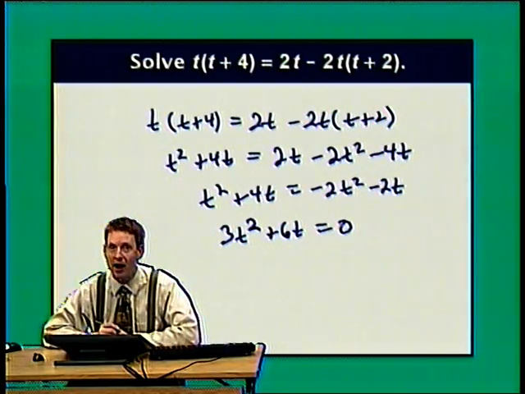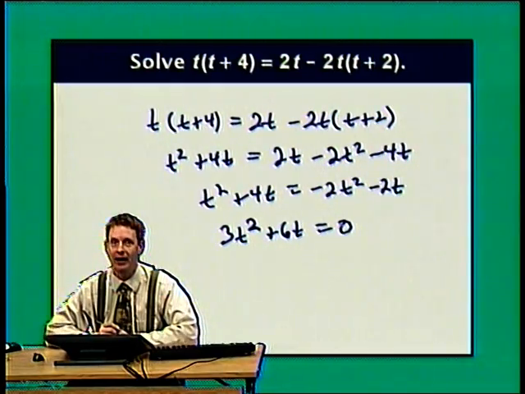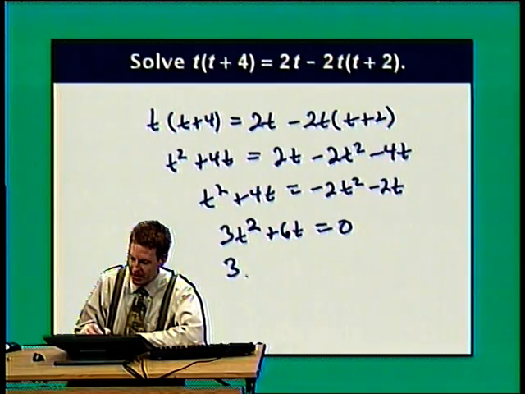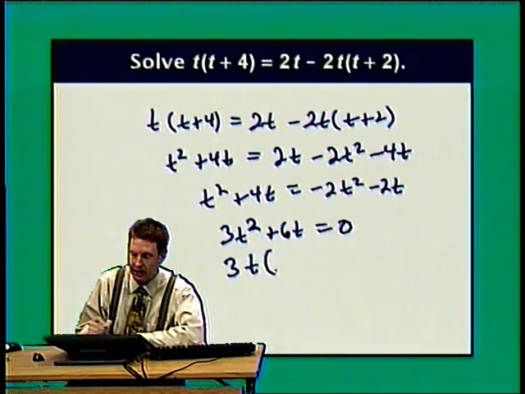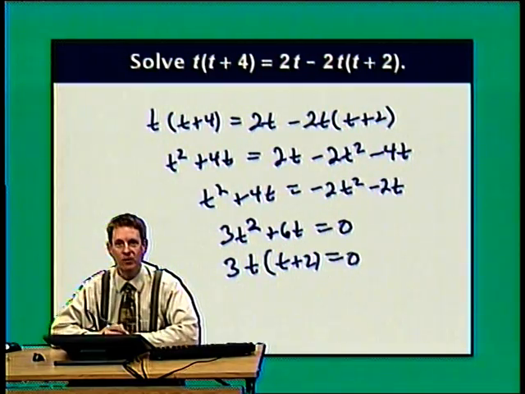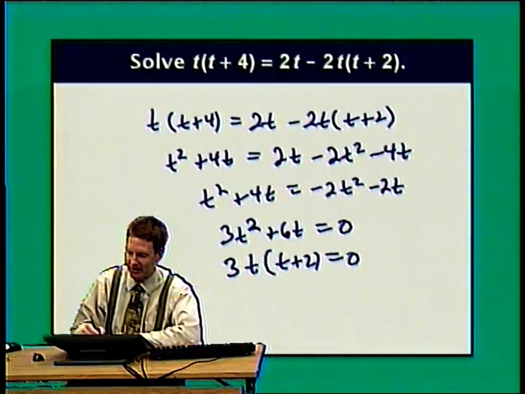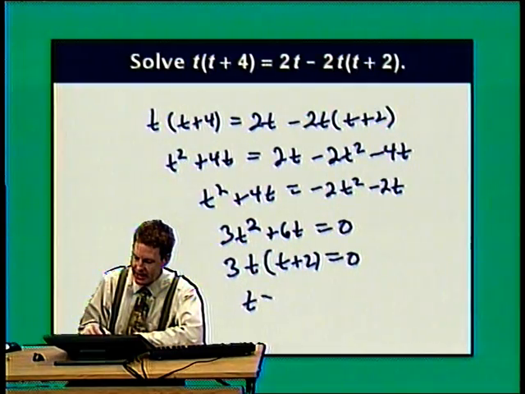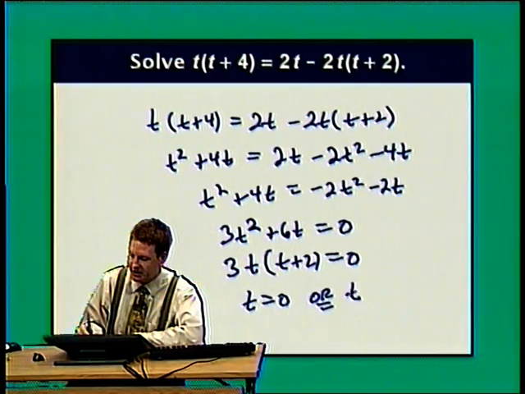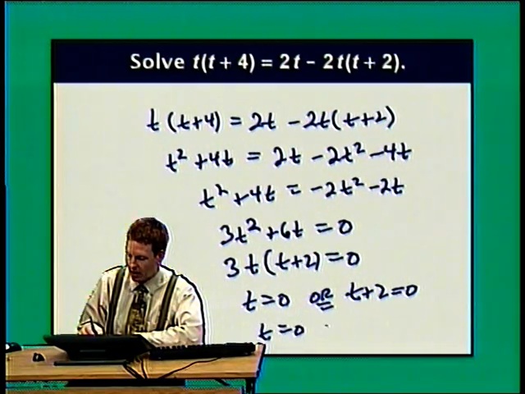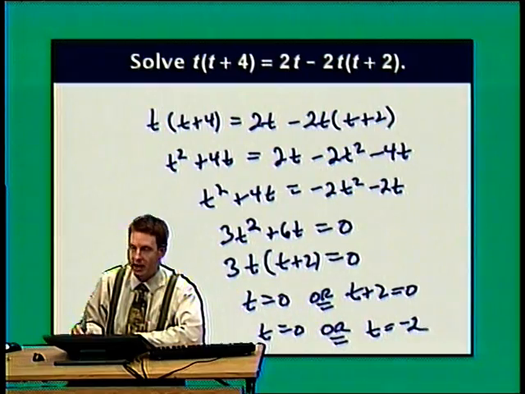I need a product. How do I get a product? I factor. So let's factor the left side of the equation. Both terms have common factors of 3 and t. That leaves behind t plus 2. This product equals 0. Since the product is 0, the zero product principle tells me that either 3 equals 0, ain't going to happen, or t equals 0, or t plus 2 equals 0. So it looks like my solutions are 0 and negative 2.